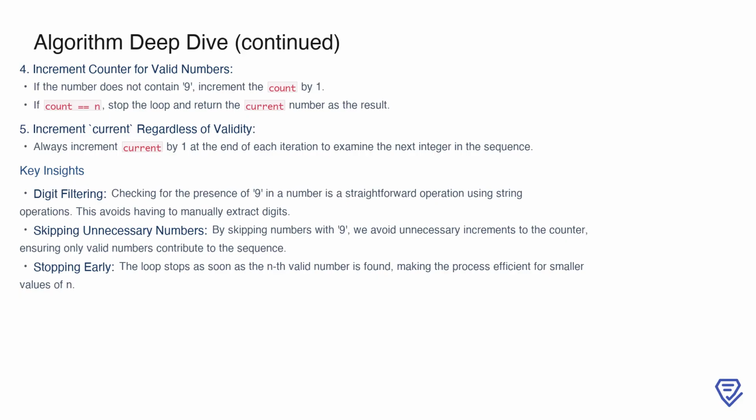Regardless of whether the number is valid or not, we always increment current at the end of each iteration to proceed to the next integer. This ensures that every number is checked systematically. By filtering out numbers with 9, the algorithm efficiently avoids unnecessary increments to the count variable, focusing only on the valid numbers. Additionally, the loop stops as soon as the nth valid number is found, ensuring the process does not run longer than necessary. This approach leverages simple string operations to identify invalid numbers while keeping the implementation straightforward and efficient.